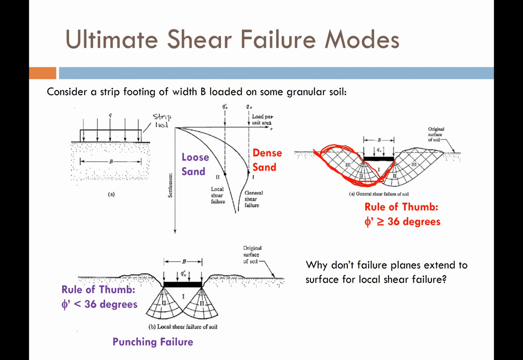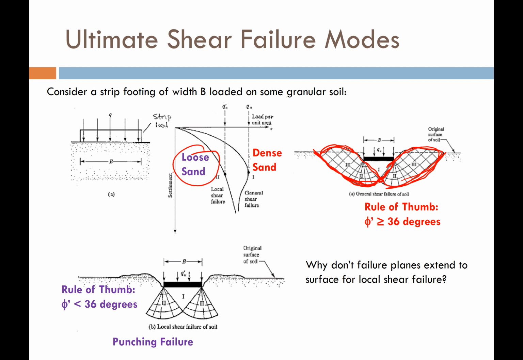Now, sometimes if the load just goes straight down, I'll also get another shear plane that goes all the way to the ground surface on the other side. The key to remember is that with a general shear failure, the shear plane goes all the way to the ground surface. As a geotechnical engineer, my rule of thumb is that if the drained friction angle of my soil is greater than or equal to about 36 degrees, I can safely assume I'm going to have a general shear mode in my bearing capacity.